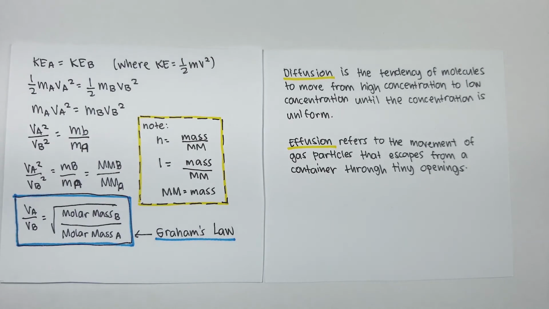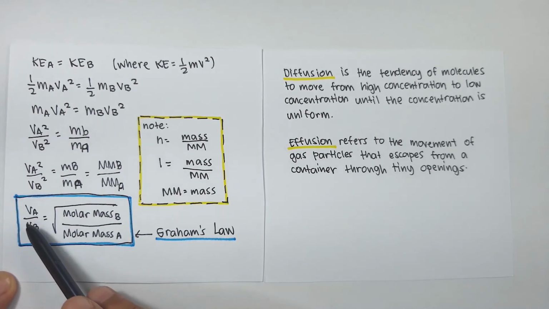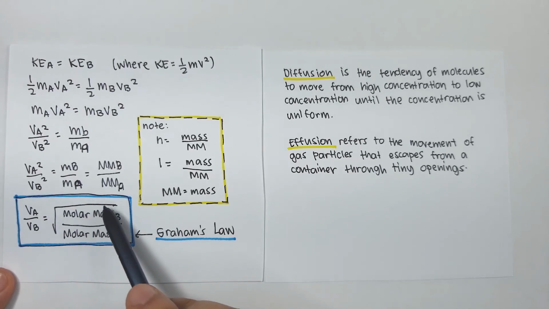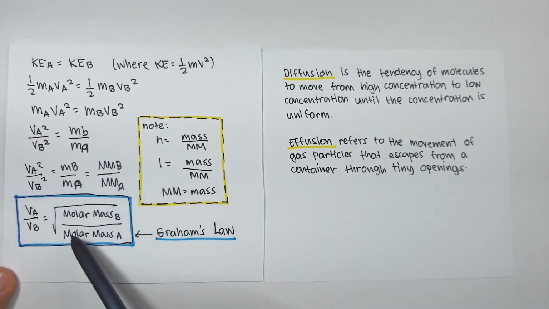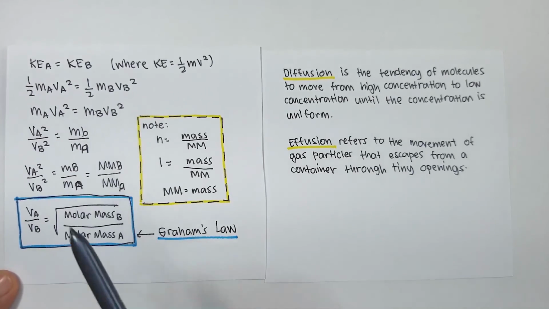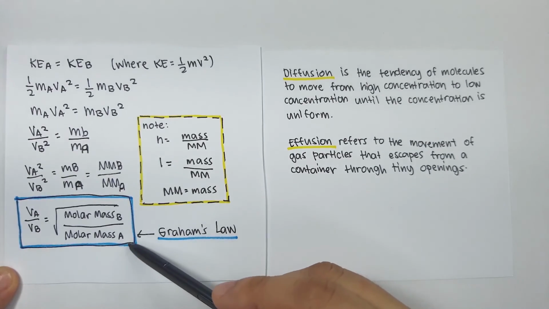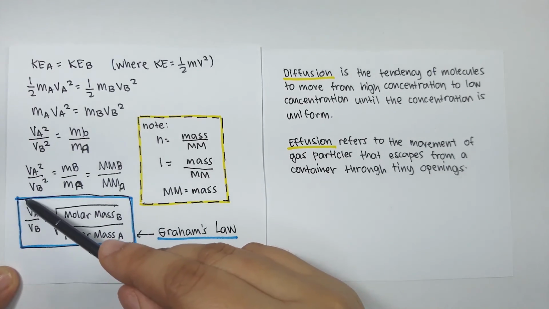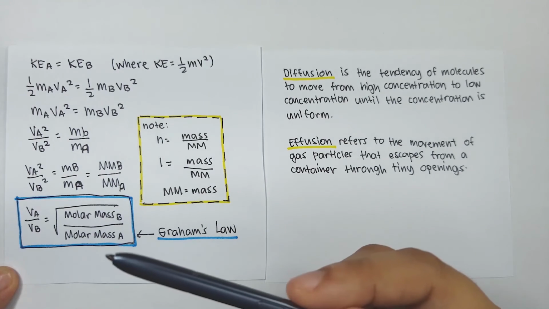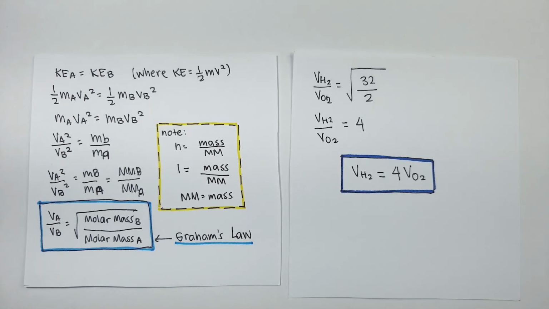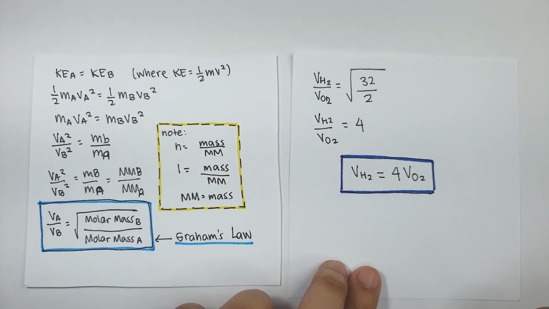Okay, so back to our formula. VA over VB is equal to square root of molar mass of B over molar mass of A. So, ibig sabihin lang, kapag mas mabigat ka, mas mabagal ka. Pero kapag mas magaan ka, mas mabilis ka. Make sense? So, for example, hydrogen gas and oxygen gas.